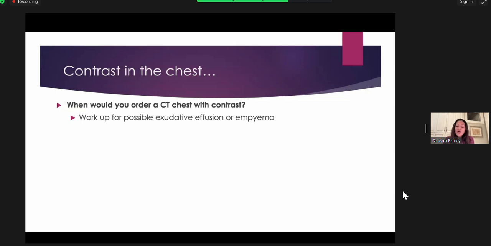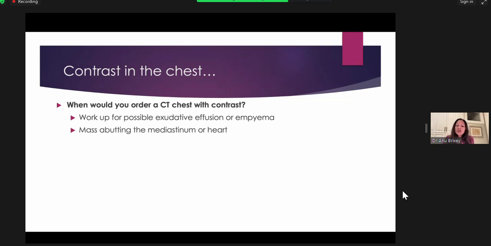And also, a lot of times when you have contrast in that setting of an effusion, you can see if there's nodularity along the pleura within the effusion, which might indicate that potentially I'm dealing with a malignancy. So working up pleural disease, giving contrast is always helpful.